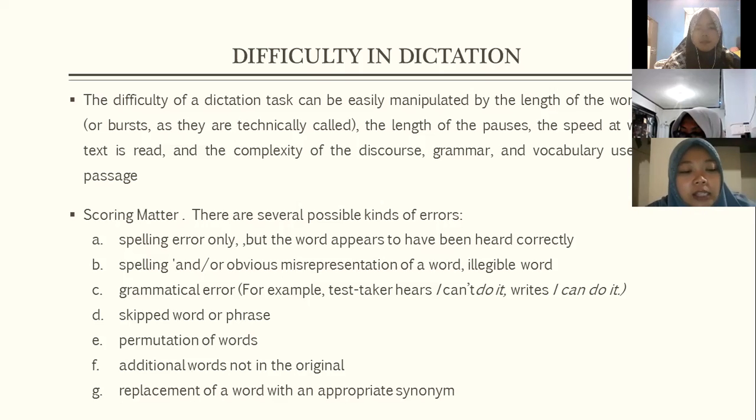And also in the scoring, there are several possible kinds of error. The first is spelling errors, and also obvious misrepresentations of a word, and also grammatical errors, like the test taker hears "cannot do it" but writes "I can do it", and then skipping a word or phrase. And then the next is about the permutations of the word and also additional words not in the original. And the last is about the replacement of a word with an appropriate synonym. Next, Nur.